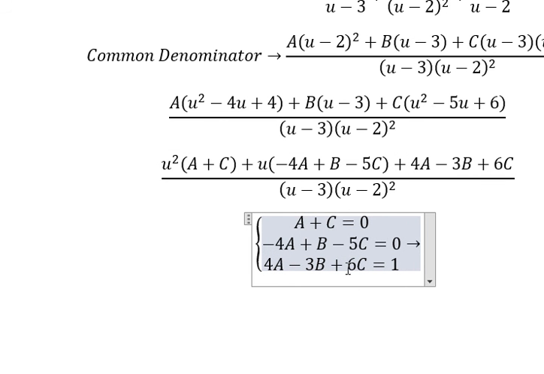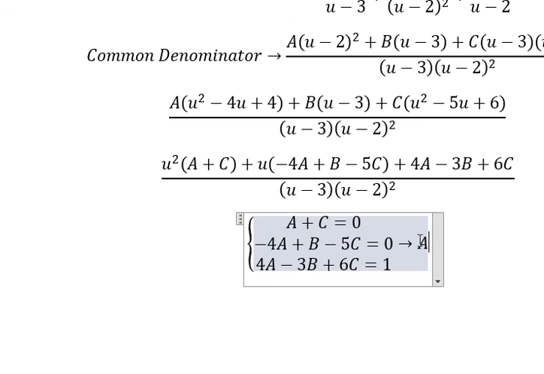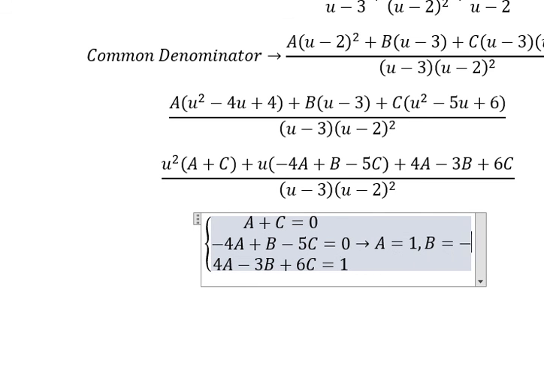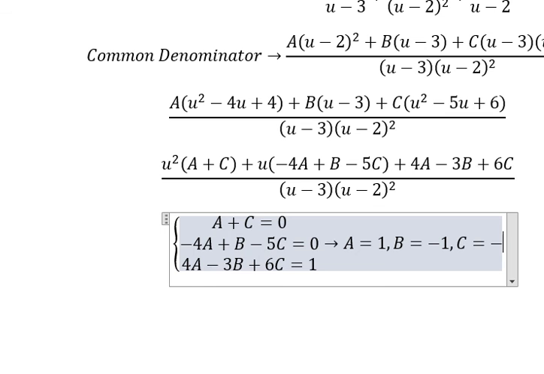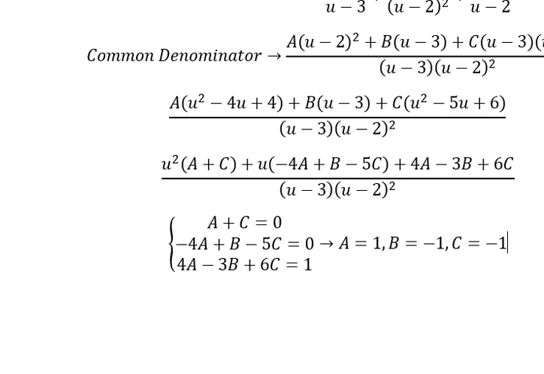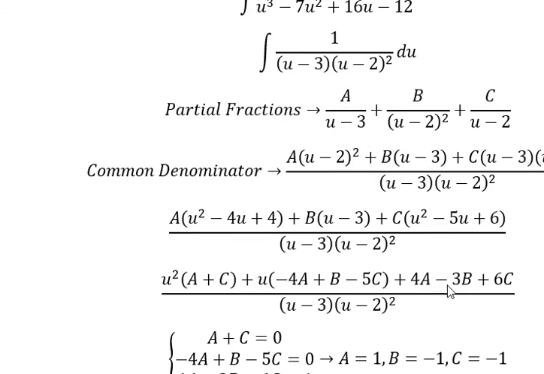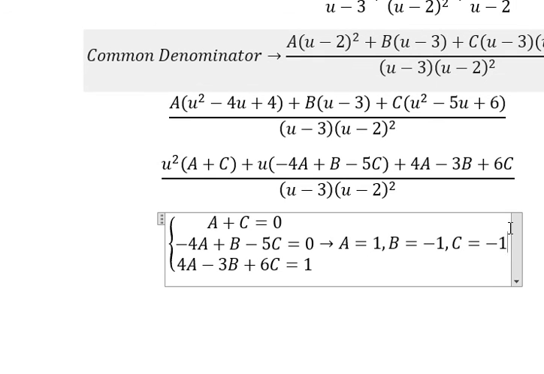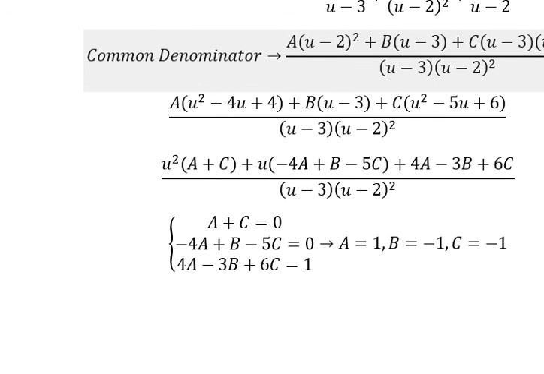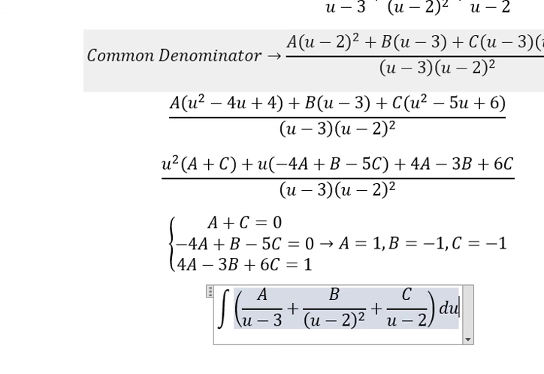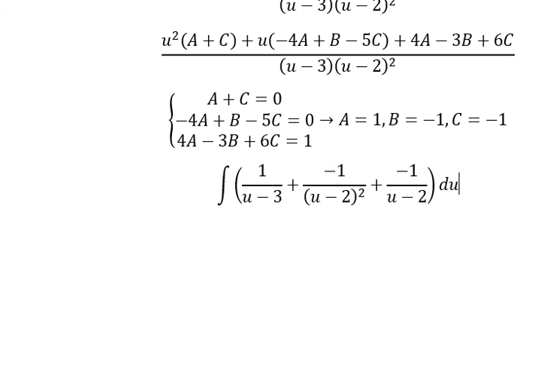And now we need to find the solutions of A, B, C. So A equals 1, B equals negative 1, C equals negative 1. So we put A, B, C in here. A equals 1, B equals negative 1, C equals negative 1, and now we have the final answer.